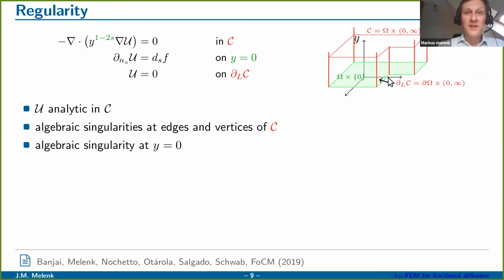It's an elliptic problem in a corner domain because we have these edges, also here on these green edges. And so you expect algebraic singularities at the edges and vertices of the cylinder. And since the coefficient y to the 1 minus 2s degenerates, you also expect an algebraic singularity at y equal to 0. Okay, so a lot of these things are simply expectations.